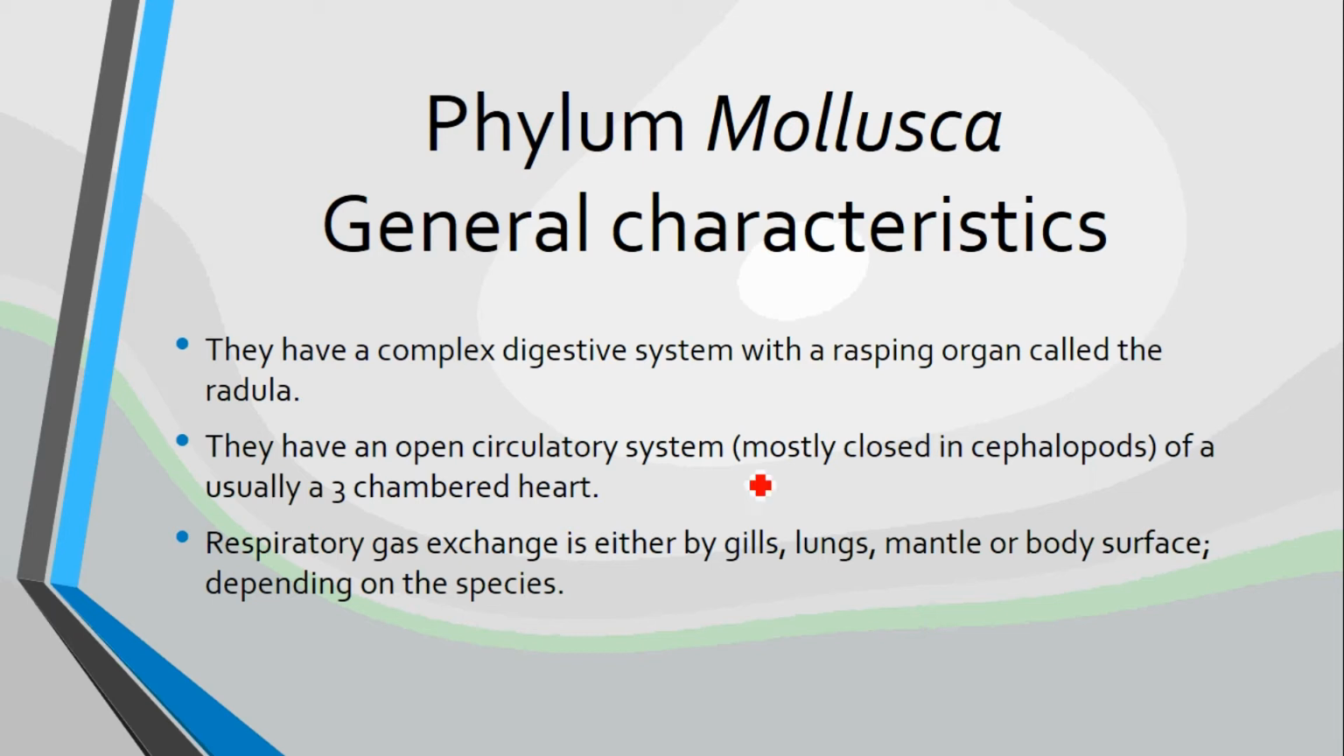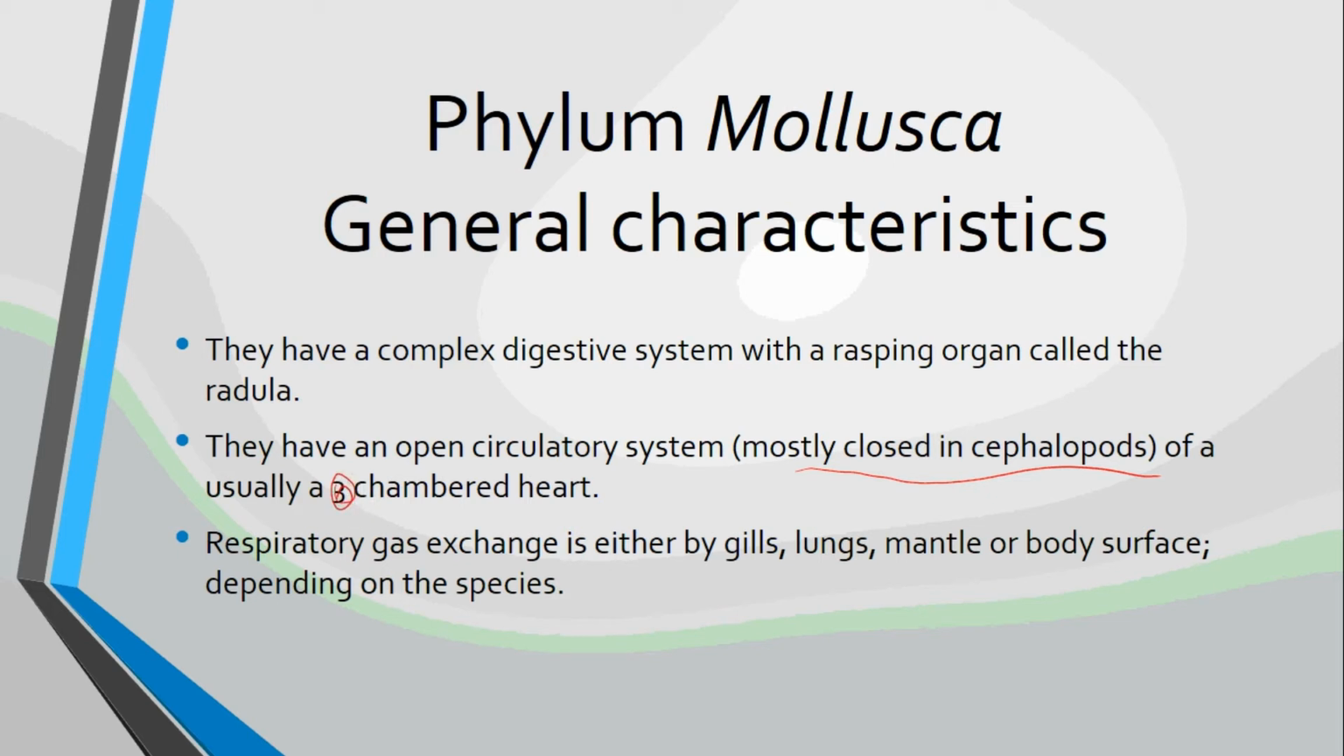The one exception, of course, would be the cephalopods, which are, again, the squids and octopi. They will have a closed circulatory system, and most of them are going to have a 3-chambered heart. Different from us, ours is a 4-chambered heart, but the mollusks have a heart with only 3 chambers.